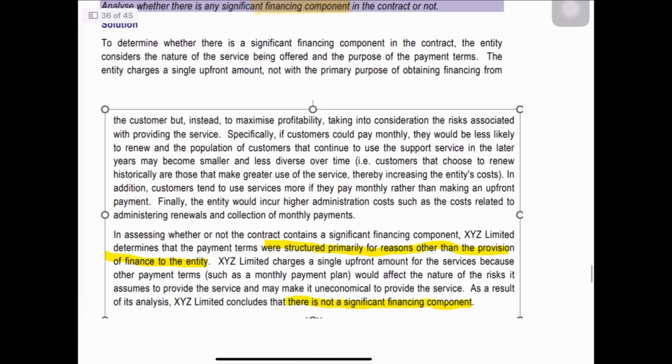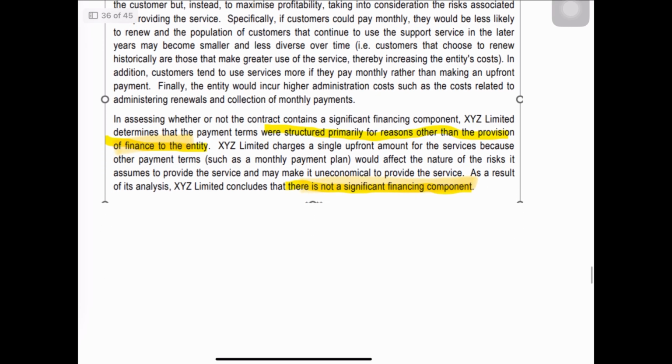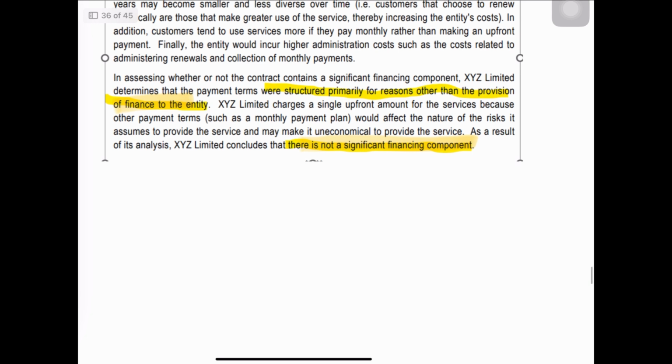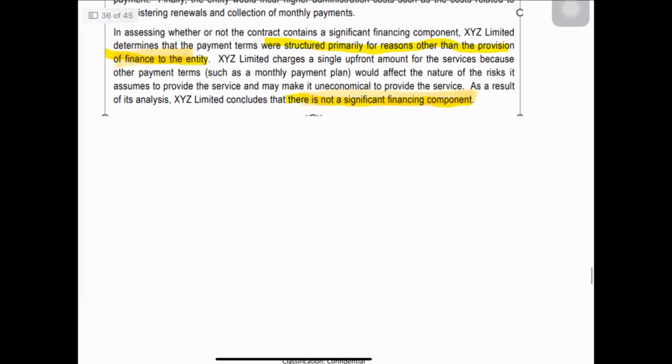Okay, so here all these arrangements were structured primarily for reasons other than provision of some financing component. Right, so we can conclude here there is no significant financing component in this example. So all these are for reasons other than financing. It's kind of a business requirement for the other models.